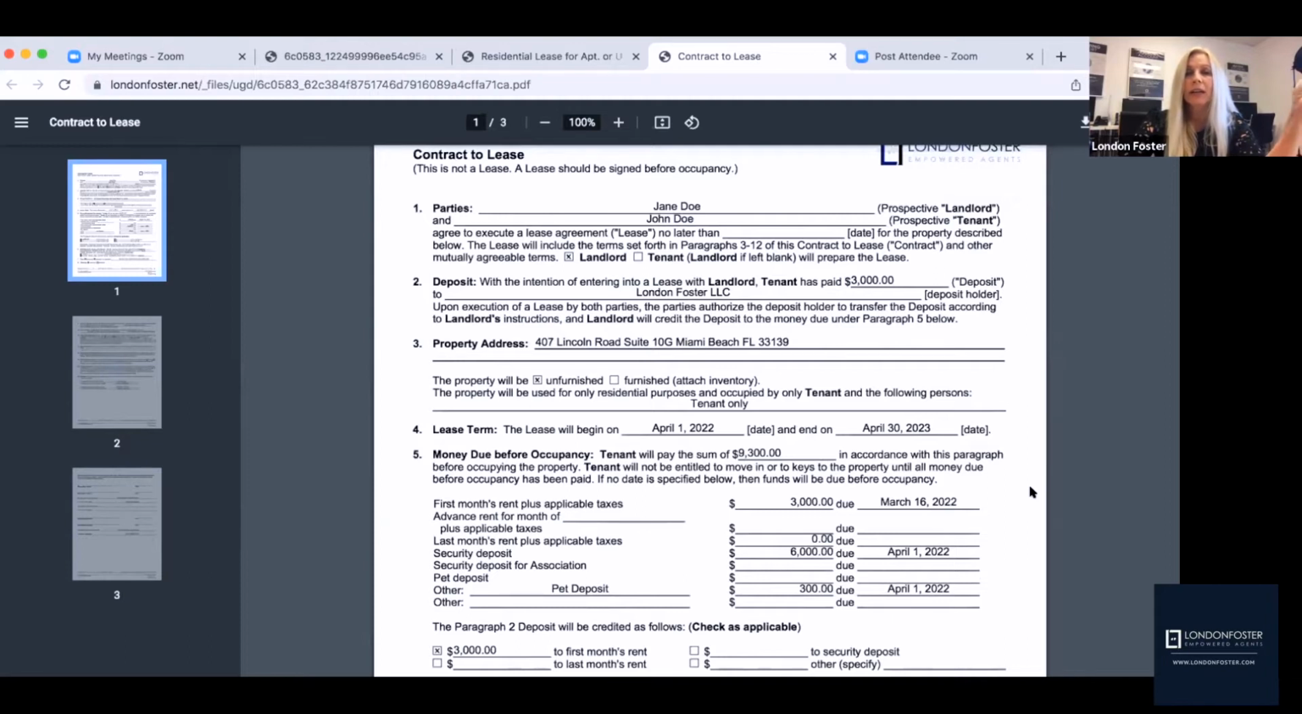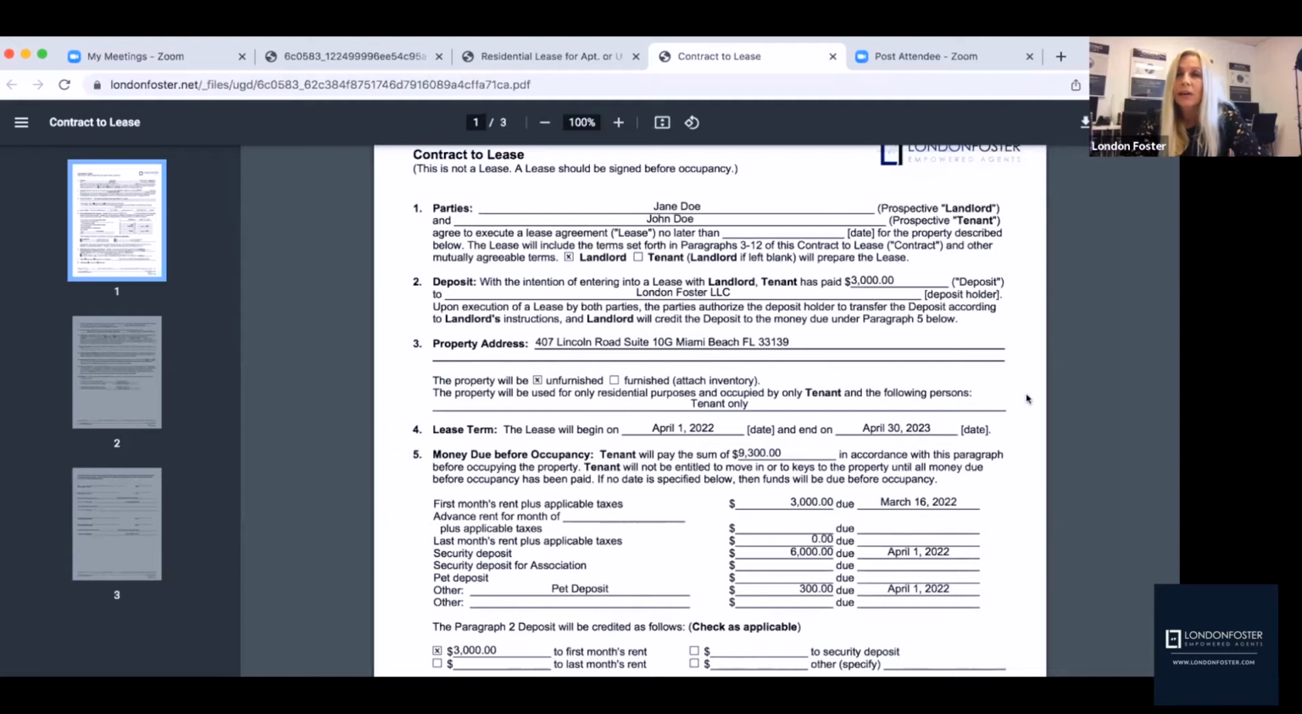It's a good idea whenever you're doing the rental requirements, which I'll go over too. We have a list of rental requirements on londonfoster.net. And you always want to make sure you get a driver's license or a passport with the legal name of the parties. So you always want to make sure that those names follow exactly for the tenant as it is on the ID.